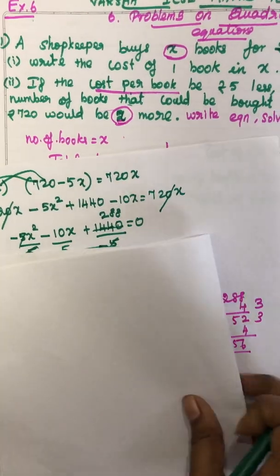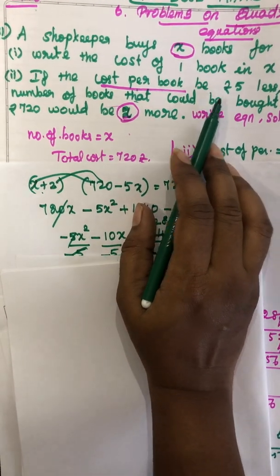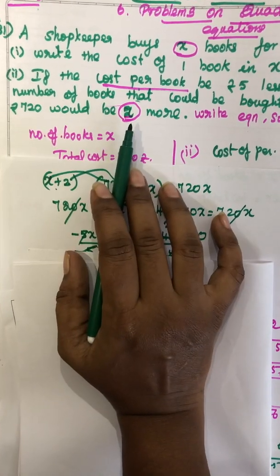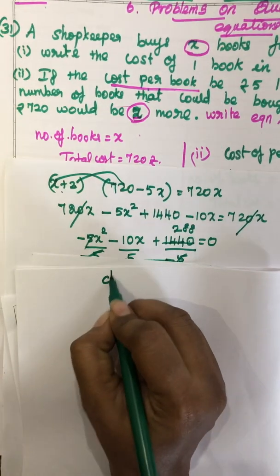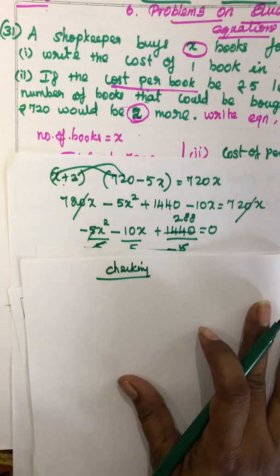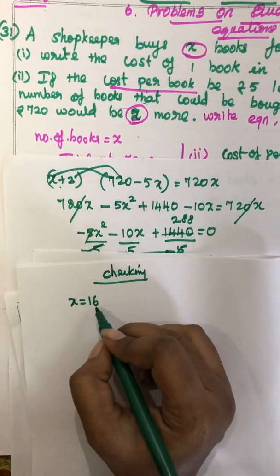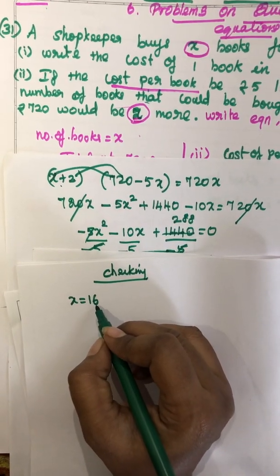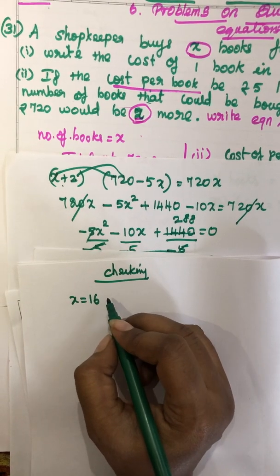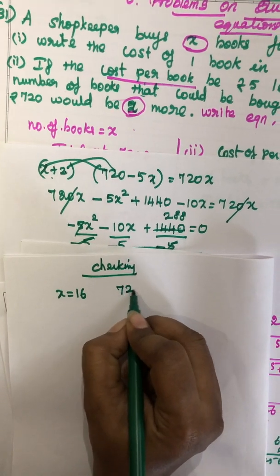Okay, the cost of each book is less by 5 rupees, so he could buy 2 more books for 720. So checking, see, how will you check? x books, that is 16 books. Okay, students, so 16 books they have bought. Do you know the cost per book? What is the cost of each book?